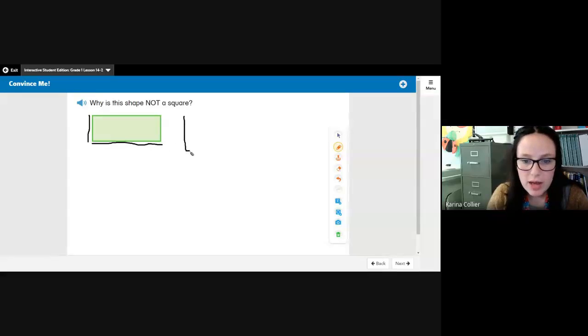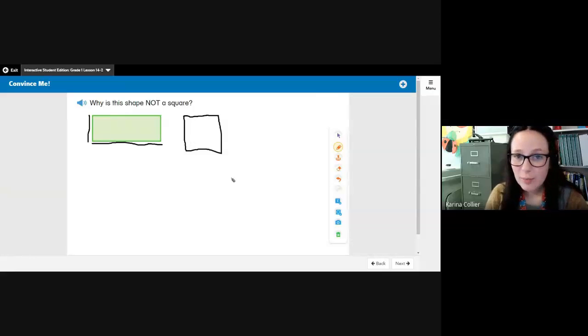And we know that a square, oh my goodness, you guys will know Miss Collier is not that great at drawing, but she tries her best. A square has to be equal on all 4 sides, and this is not because it's a rectangle.